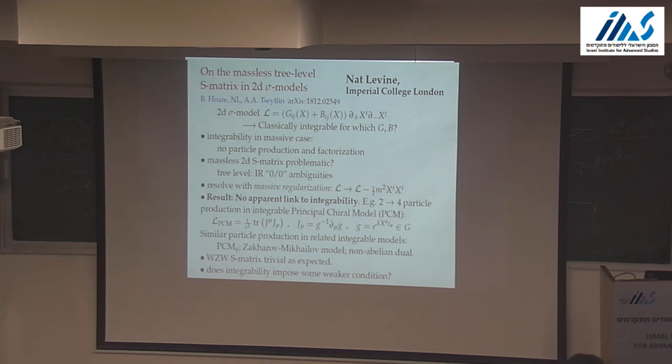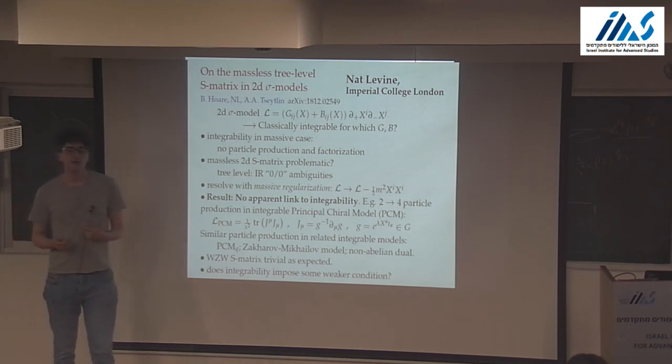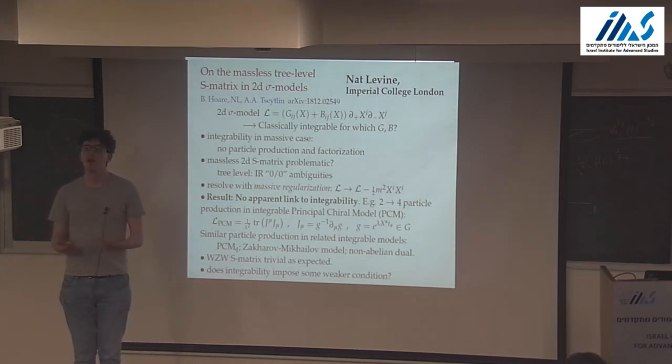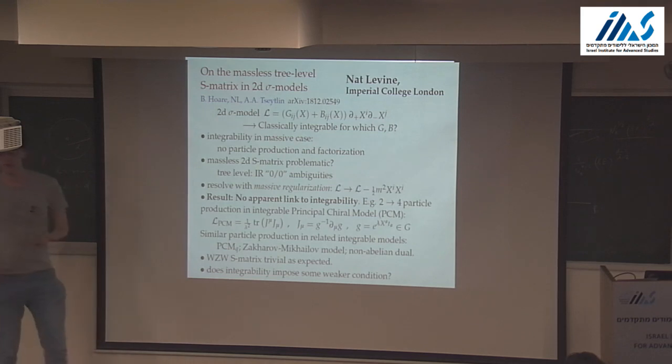So it's come up a couple of times already in Zamolodchikov's lectures. Basically, it's thought that this massless 2D S matrix is not well defined. It's not a good observable. And this is essentially because wave packets don't separate asymptotically in this case. So this is a problem.